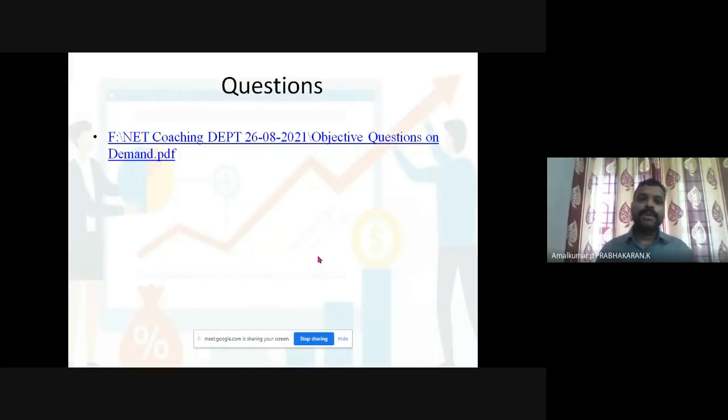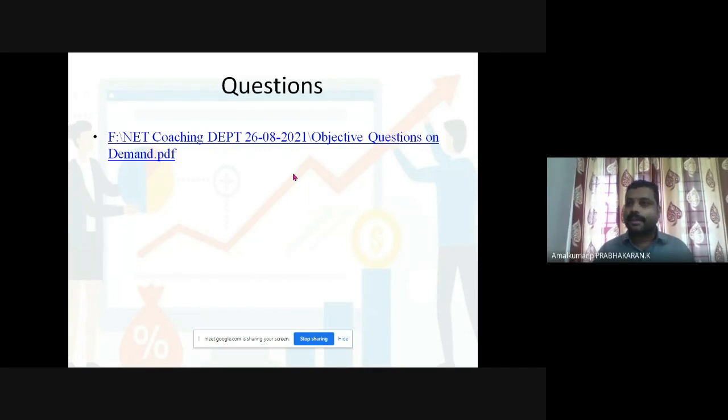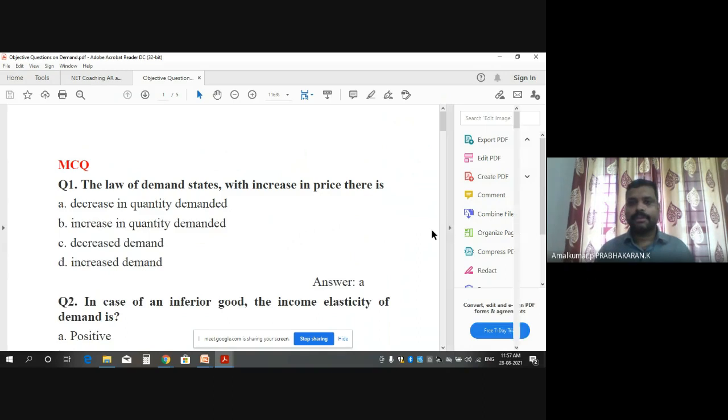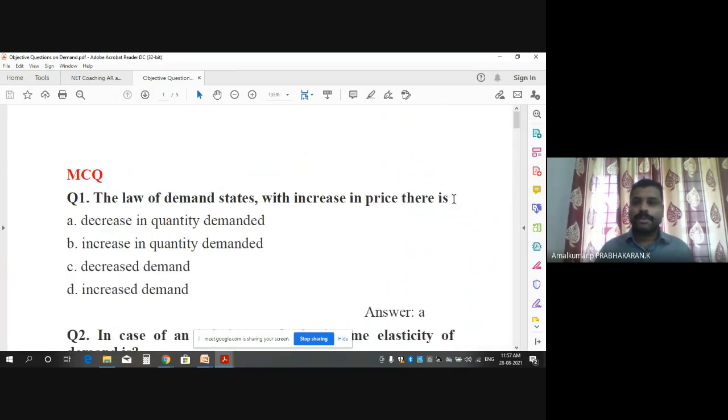Now I am moving to some multiple choice questions based on the current discussion. This will help you for your exam, because our exam is not descriptive, it is objective type. So we discuss some objective type questions. These are some multiple choice questions.